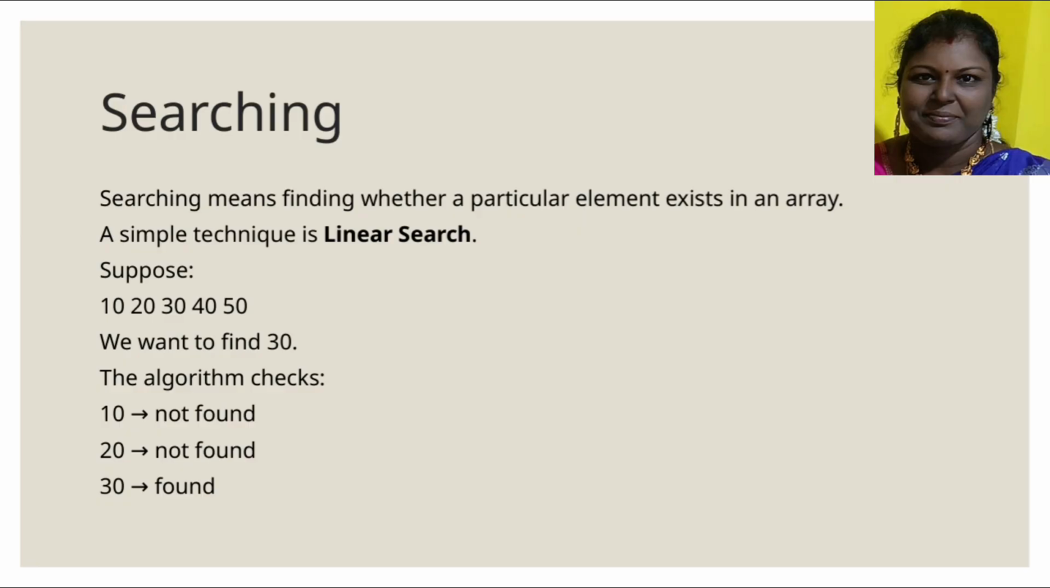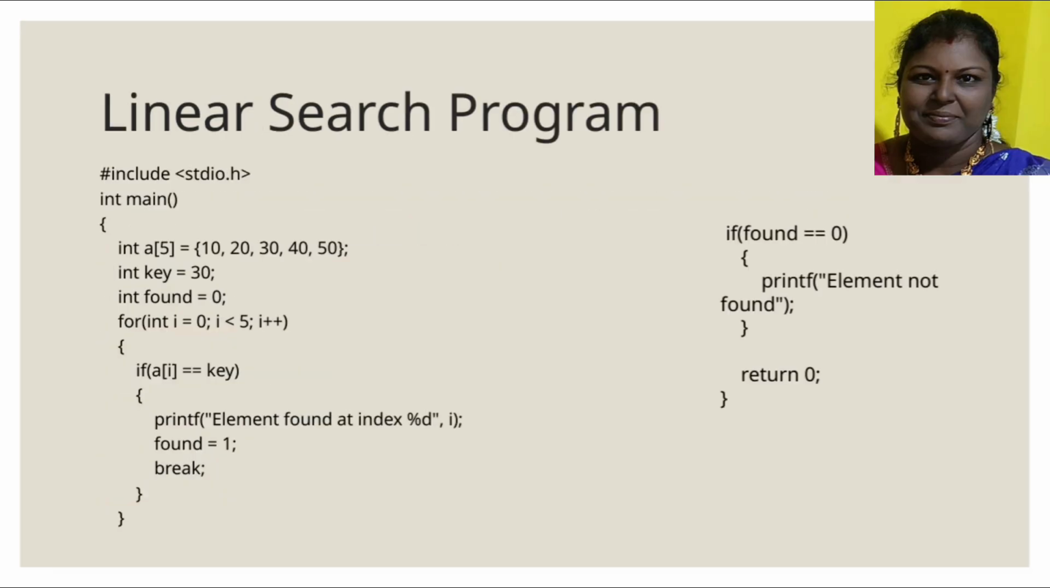Here, we have a simple linear search program in C. It goes through an array of 5 numbers, looking for a specific value, in this case, 30. If it finds the value, it prints the index where it's located and stops searching. If it doesn't find the value at all, it lets us know by printing element not found. This is a straightforward way to search through a list, one element at a time.